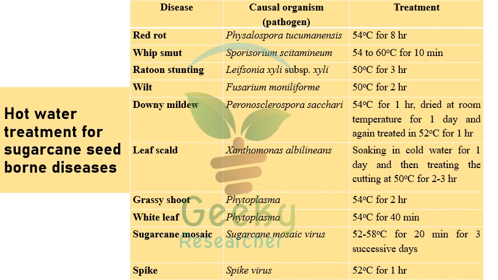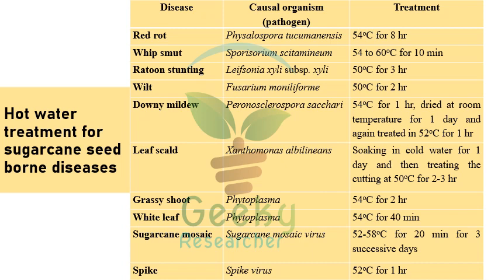Coming to hot water treatments based only on sugarcane diseases: red rot, Physalospora tucumanensis, 54 degrees centigrade for 8 hours. Whip smut, Sporisorium scitamineum, before it was called Ustilago scitaminea, I think so. Now it's called Sporisorium scitamineum, 54 to 60 degrees centigrade for 10 minutes.